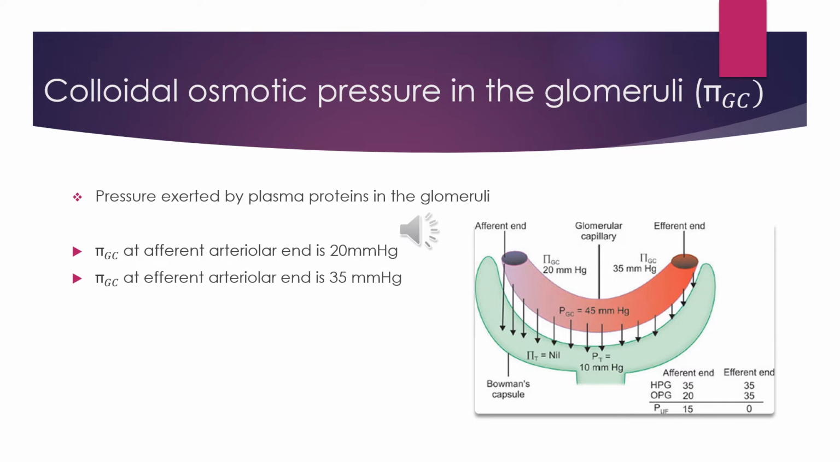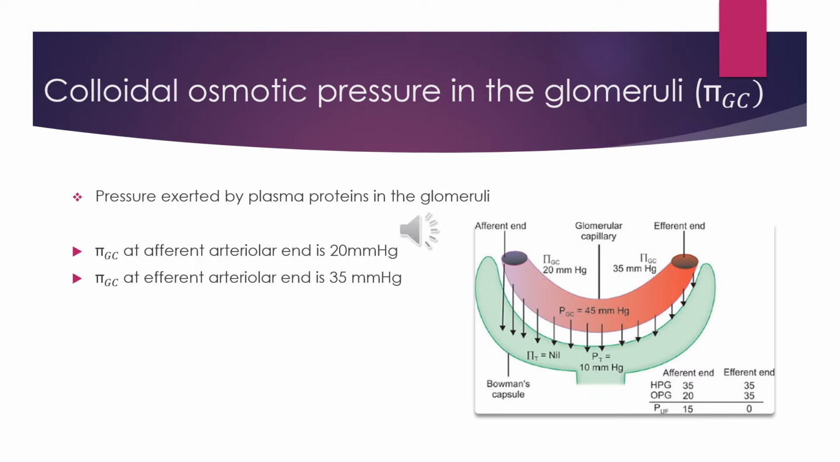First, let's see about the colloidal osmotic pressure in the glomeruli, notated as pi Gc. As the blood passes through the glomerular capillaries, the glomerular filtration proceeds and the plasma proteins are not filtered through this filtering barrier and they remain in the glomerular capillaries itself. These proteins develop the colloidal osmotic pressure. Okay, so this pressure exerted by the plasma proteins in the glomerular capillaries is called colloidal osmotic pressure.